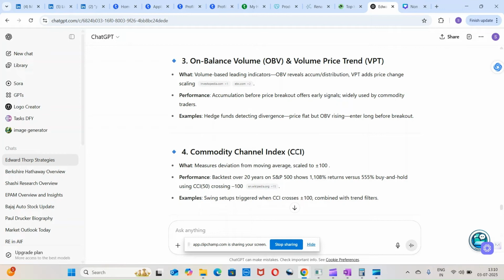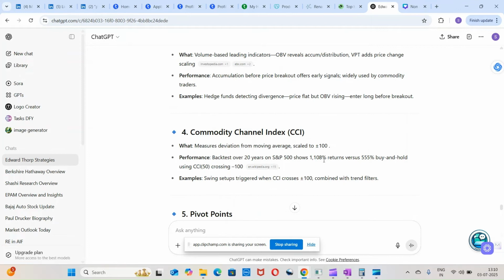So this is divergence acting as a leading indicator: OBV diverges from the price. In this case, price is flat, but OBV is rising, so they enter a long position before the breakout. Commodity traders use on-balance volume and volume price trend a lot.